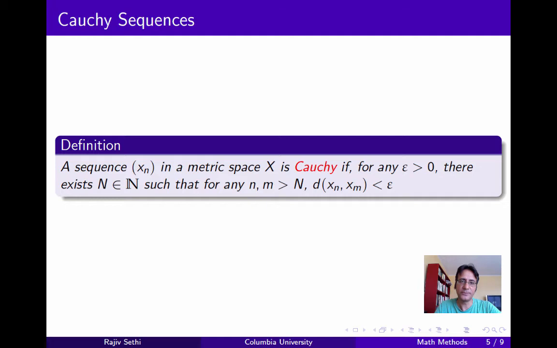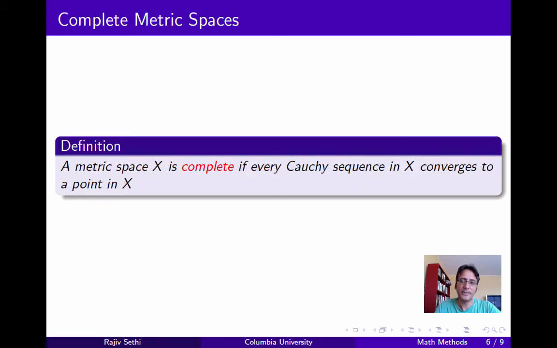Next, we define Cauchy sequences. We say that a sequence x_n is Cauchy if for any epsilon positive, there exists some number N such that if you go past this term in the sequence, every pair of later terms is separated by a distance less than epsilon. Another way of saying this is, if you go deep enough into the sequence, then every term is within an epsilon neighborhood of every other term. And we say that a metric space is complete if every Cauchy sequence in X converges to a point in X. Now I've left out the metric d on this slide, but it's implicit.